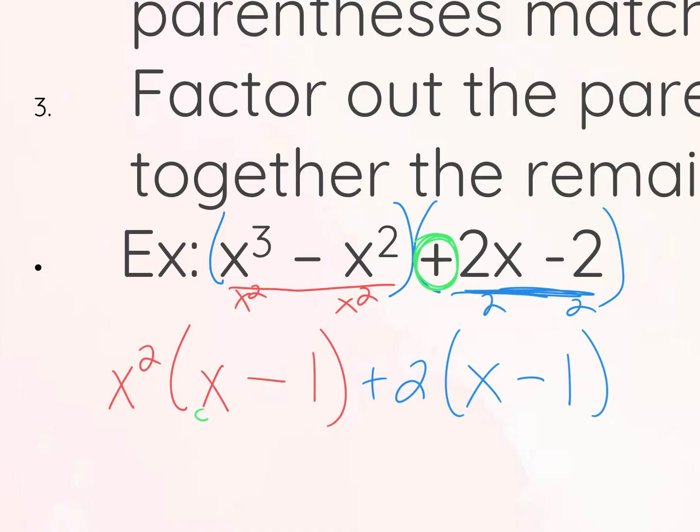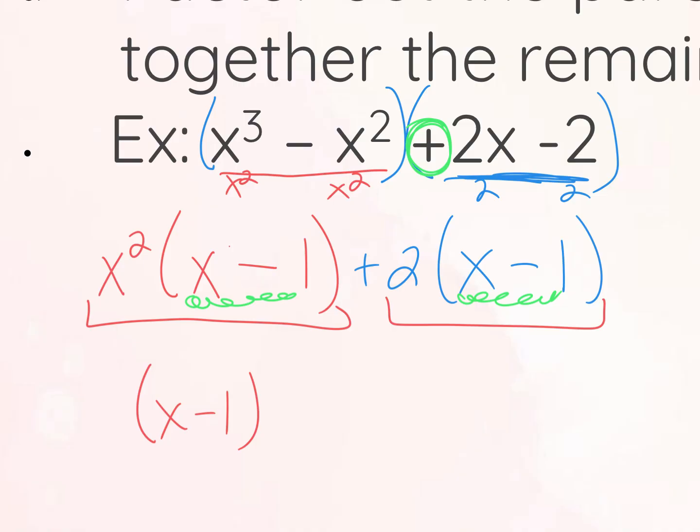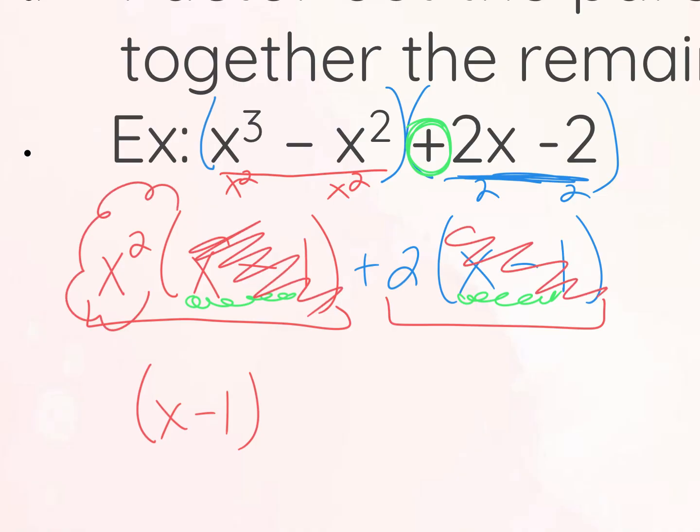What do you guys notice right here? It's the same. How many terms do we have here? There's one term here. There's one term here. So you just take the GCF again. What do they have in common? What's the parenthesis that you see twice? X minus 1. We take it out in front. We write it one time. And now it's gone. And our leftovers get their own parenthesis. So what am I left with?